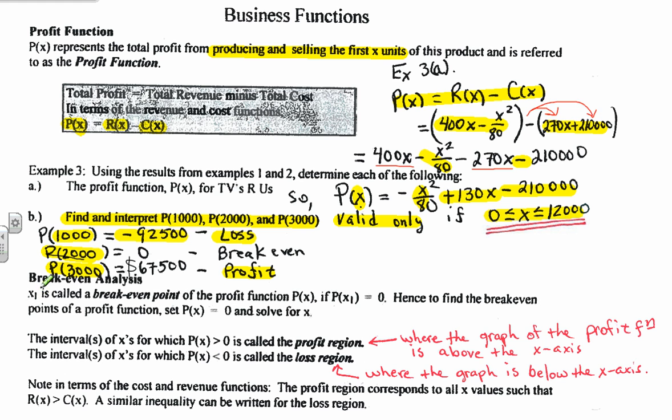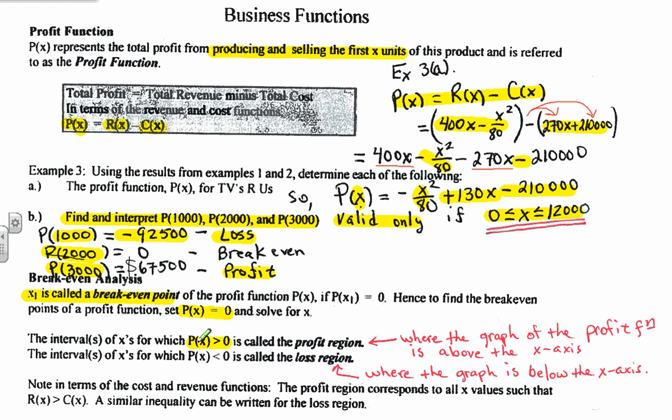So as it says down here in the break-even analysis, x of 1 is called the break-even point of the profit function P of x if P of x of 1 equals 0. So the way you find the break-even points of a given profit function, if you want to find them analytically, you set the profit function equal to 0 and you solve for x. When we do what's called the break-even analysis, we want to know when do you make money and when do you lose money. So we want to find these values of x. Intervals of x for which the profit function is positive is called the profit region.